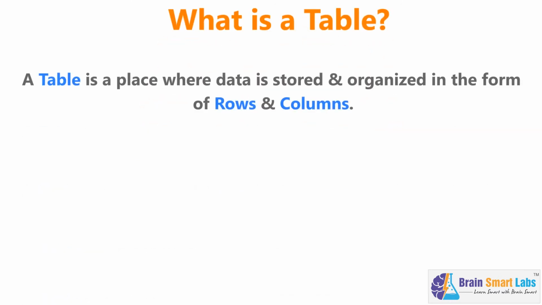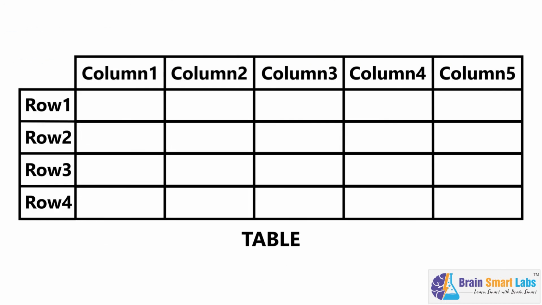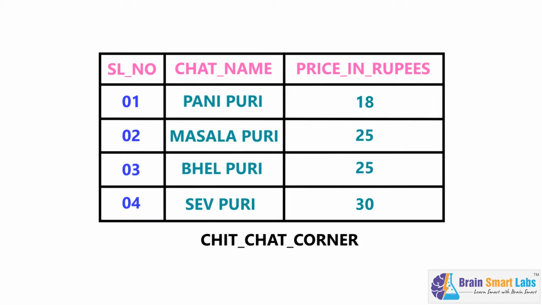A table is a place where data is stored and organized in the form of rows and columns. The below illustration you see is a simple design of a table where you have columns which are separated vertically and rows which are separated horizontally. Example for a table is the chitchat corner table. Here you can see both rows and columns are perfectly displayed.